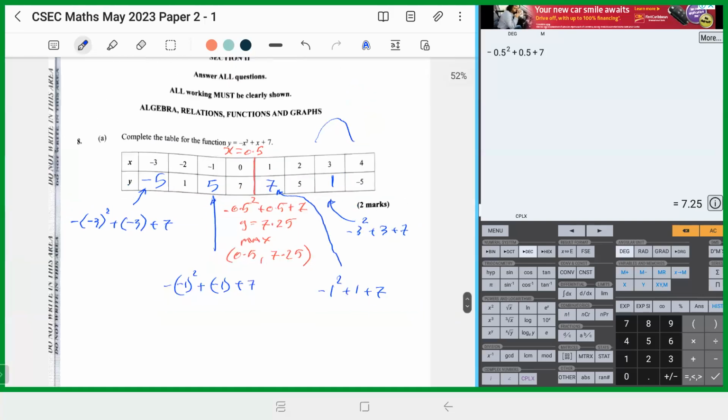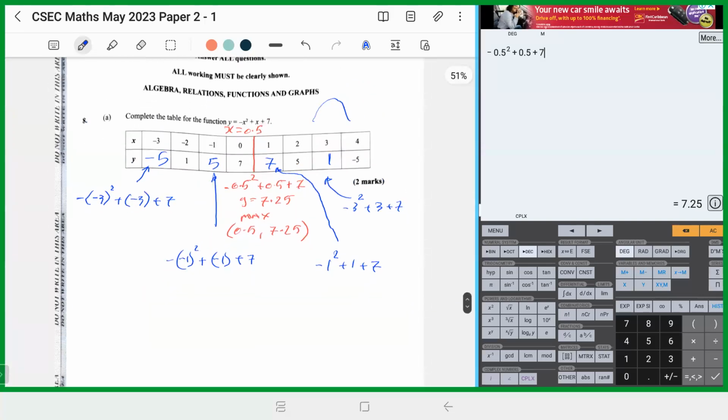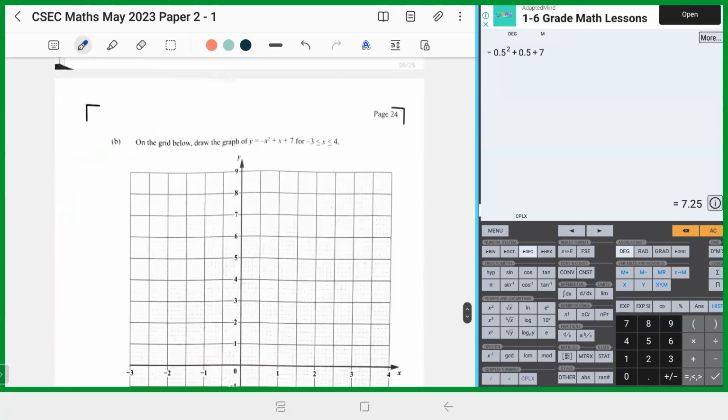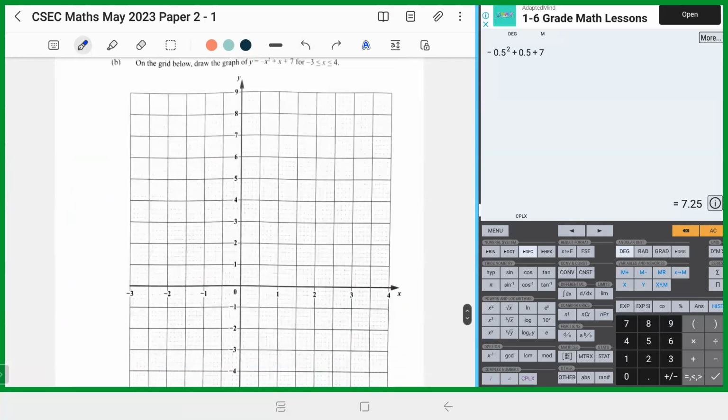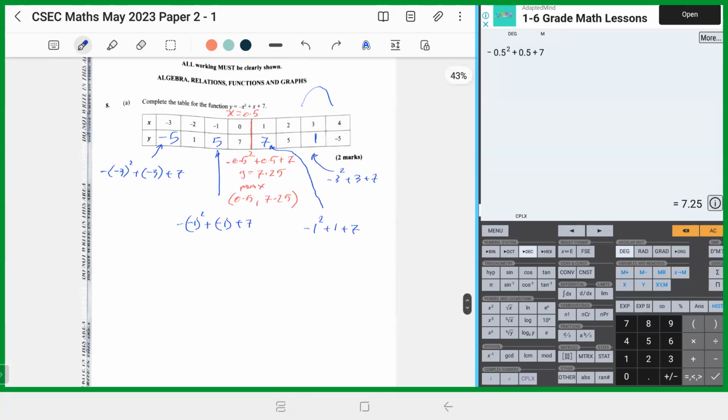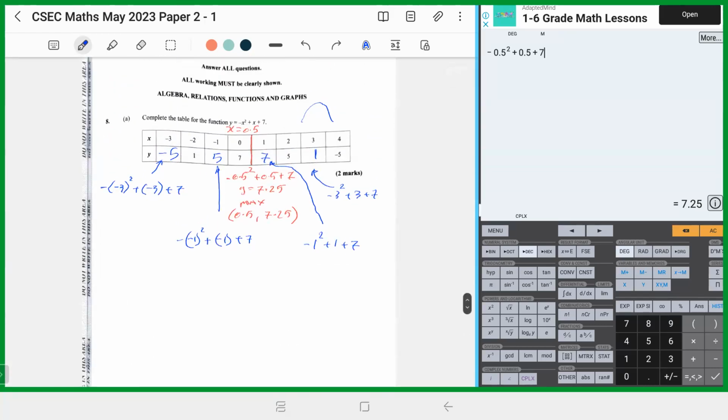So that is a table. We're here now. Let's say on the grid below, we have to draw the graph. To draw the graph, they didn't plot any points for us, so we have to plot all the points. Let me just write down the points quickly.